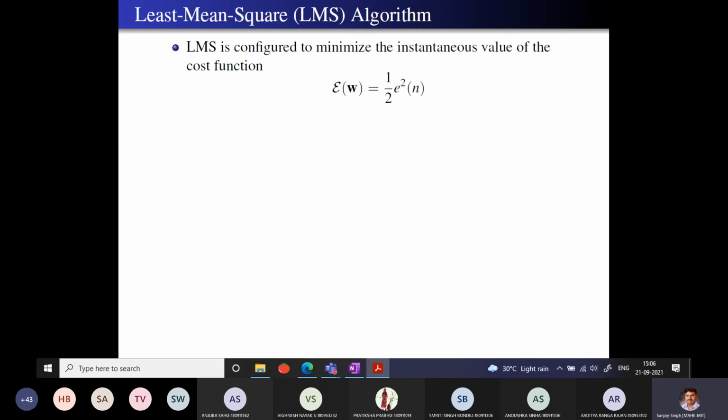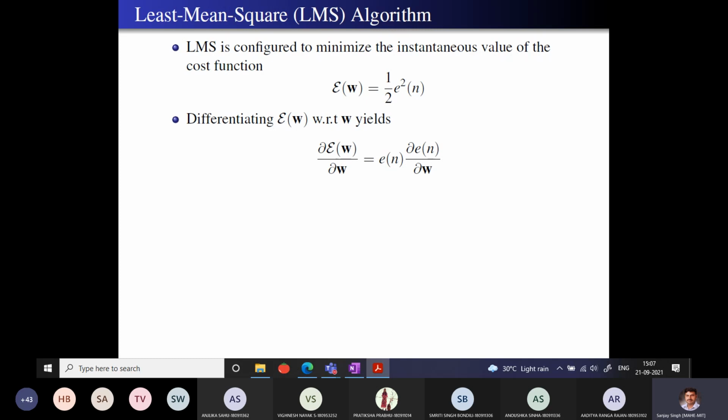Now we'll move to the least mean square filter. What was the idea or the concept behind this particular chapter, that is, the LMS algorithm? Remember that LMS is configured to minimize the instantaneous value of the cost function. It has been designed in such a way that it's not the sum of the errors, it is the instantaneous value of the error. You try to minimize it. Whereas in the case of the linear least square filter, your error function is nothing but 1 by 2 and the sum of the squares of the error. Here we are not taking the sum. So we want to find the weights in such a way that the value of the instantaneous error is taken into account.